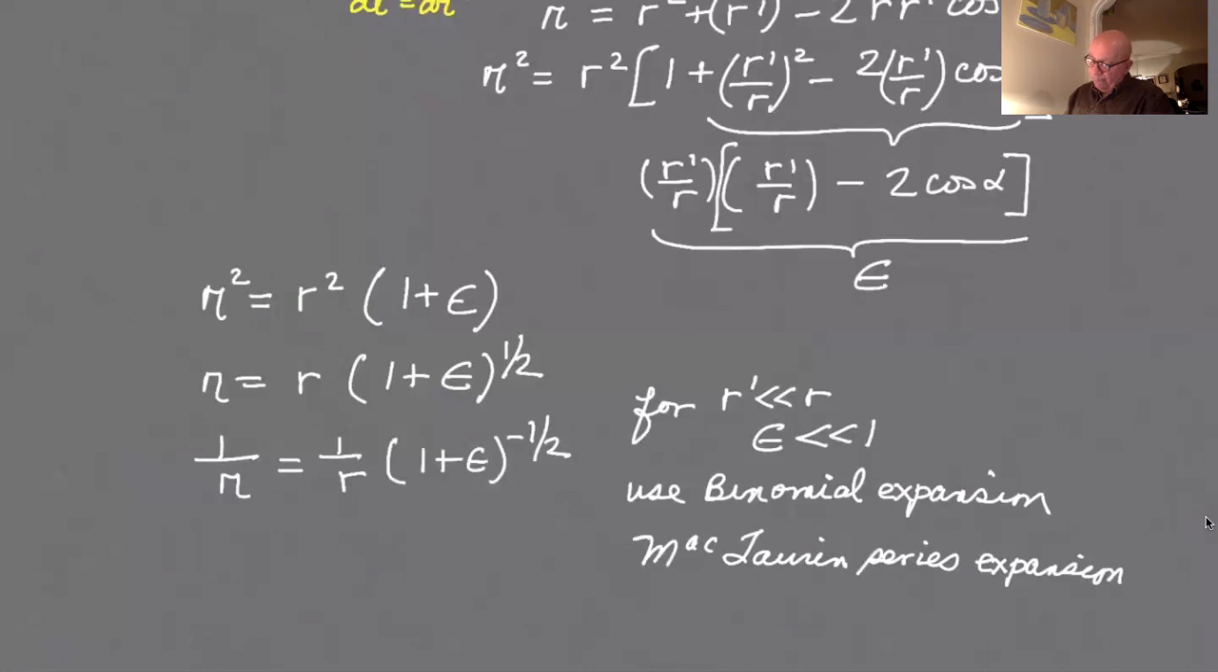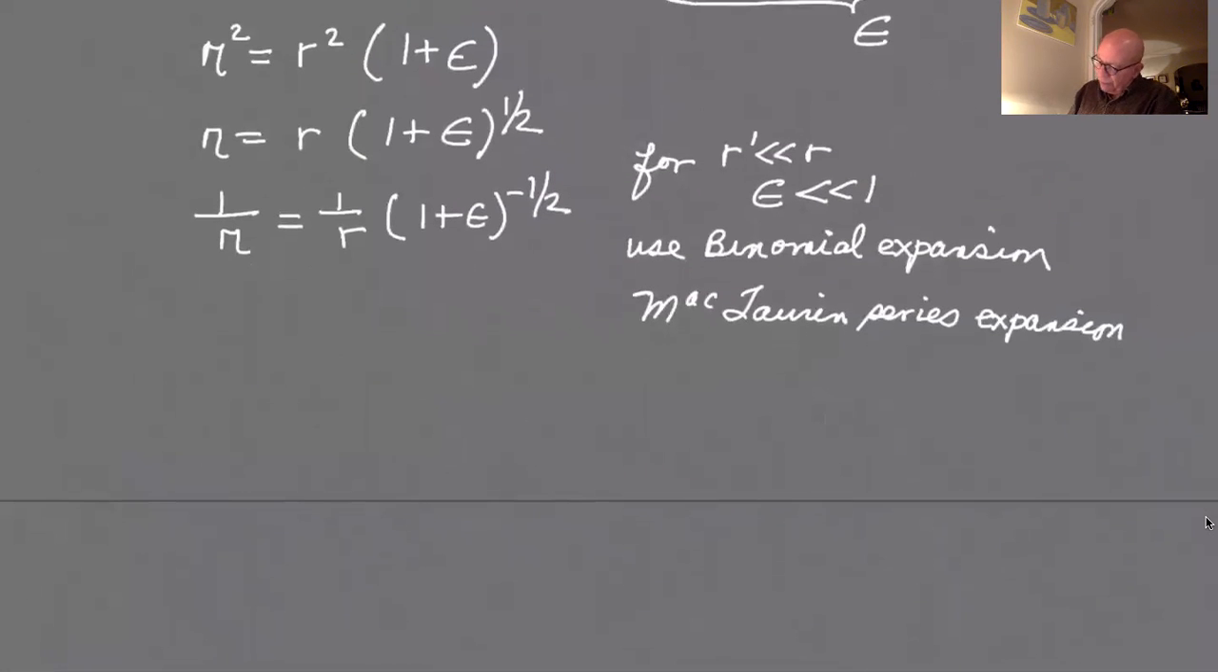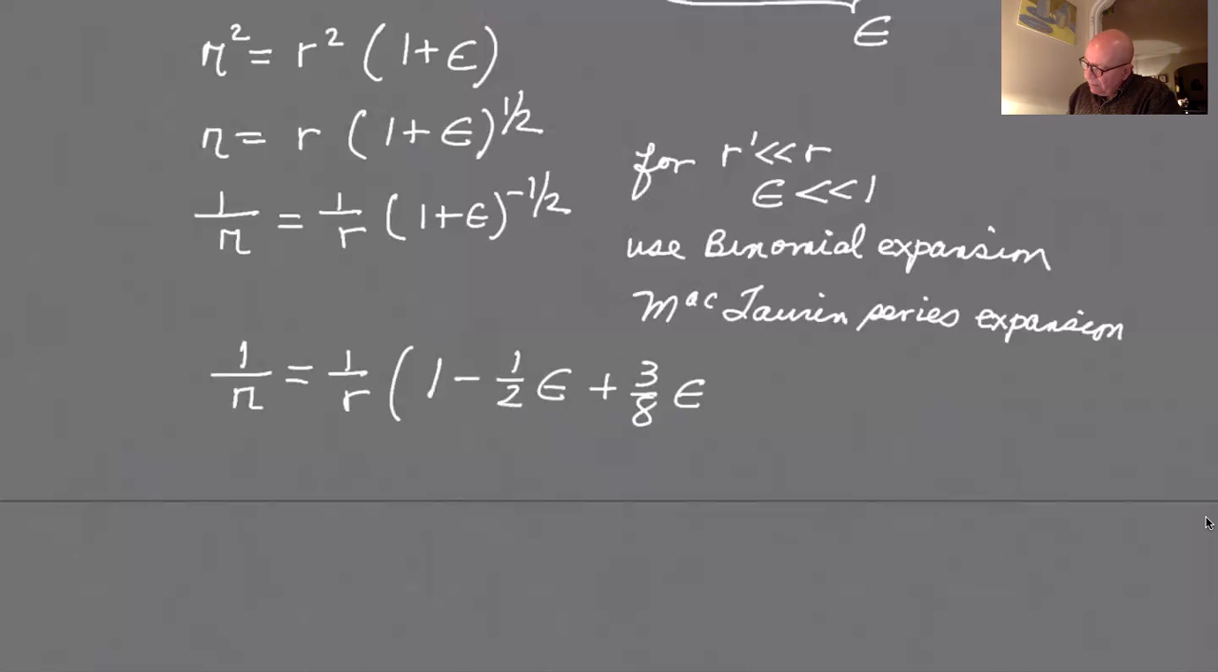And so we can write 1 over script r then. It's going to be 1 over r times 1 minus 1/2 epsilon plus 3/8 epsilon squared minus 5/16 epsilon cubed plus higher order terms in epsilon. Okay, so what we're going to do now is plug back in.